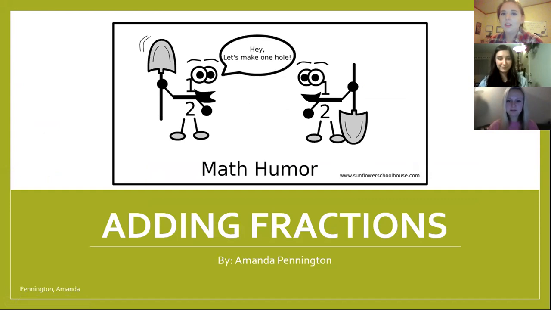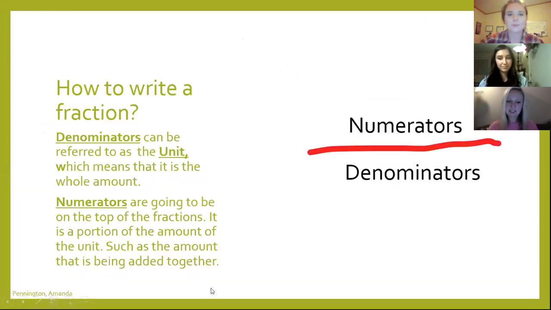Hi, let's make one whole. So today we're going to be talking about adding fractions and the different variations that we can use, different methods and images to help us solve those. My name is Amanda Pennington, and let's begin.